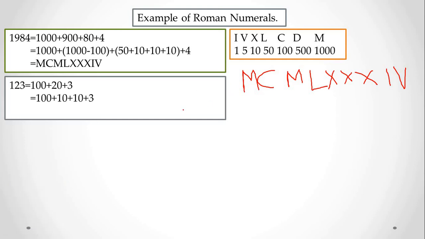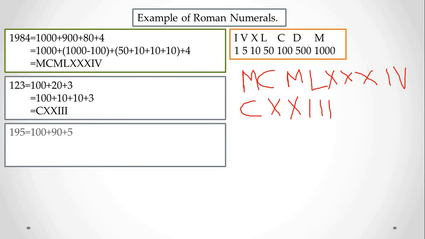So 100 means which number you will use? C. 20 means 10 plus 10, so 2 times X. 3 means 3 times I. We will cross check the answer. Yeah, it is correct. Next one is the third one.